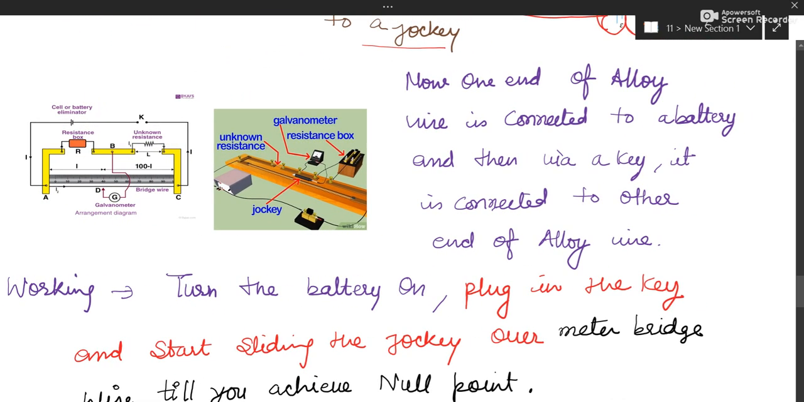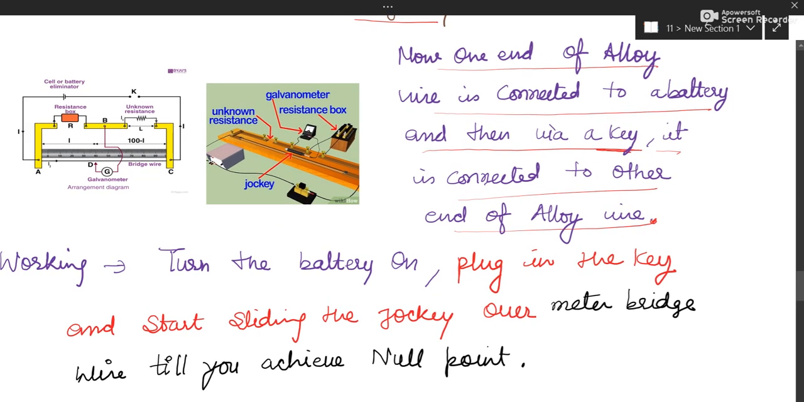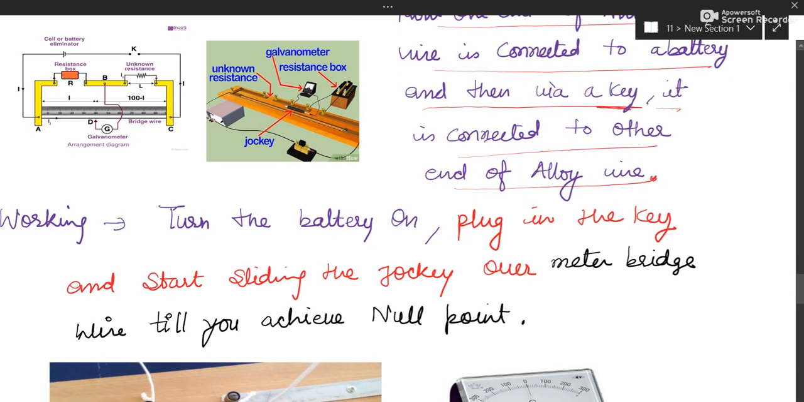One end of the alloy wire is connected to a battery, and then via a key it is connected to the other end of the alloy wire. Your meter bridge is ready for the experiment. Now for working, you will turn on the battery, plug in the key, and start sliding the jockey over the meter bridge wire till you achieve the null point.